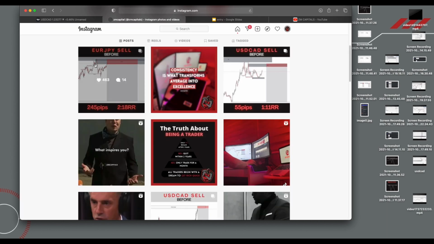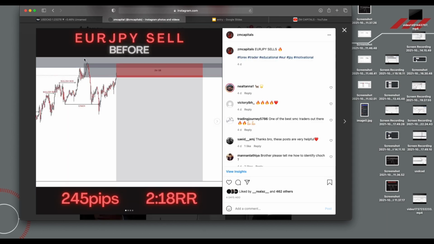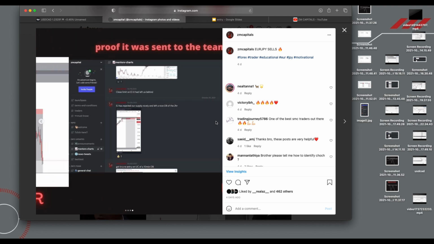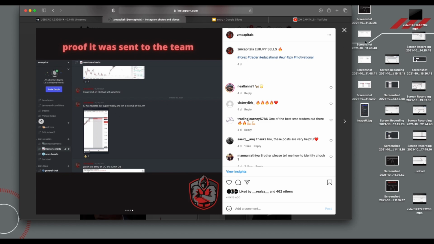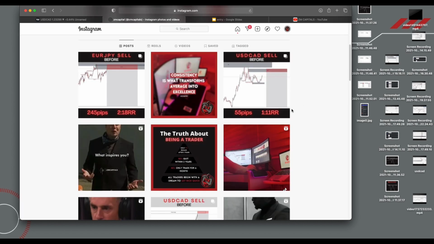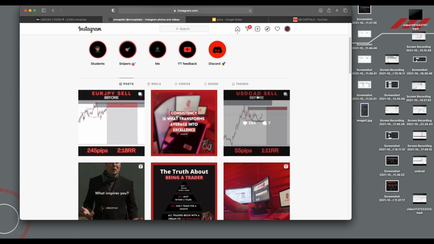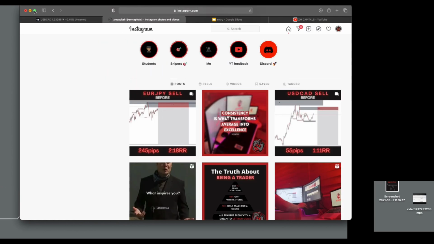Alright, and lastly we got Euro Yen. Price tapped into a high time frame zone, broke structure, pulled back into a 2 hour order block, and then we shorted it down to continue to move over to the downside. And again, the trade was sent to the team. Any trade I take, I always send it over in my Discord for my team to jump in the same trades. Okay, let's get straight into the video.